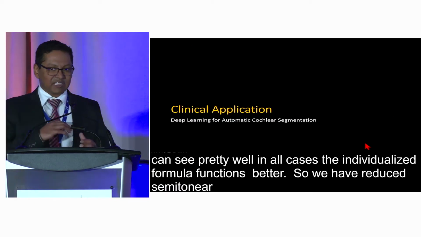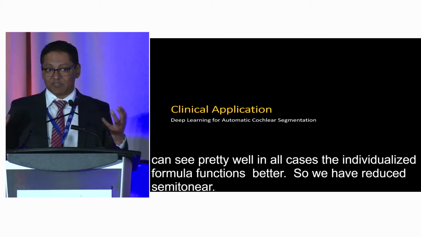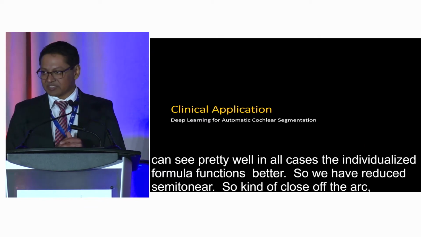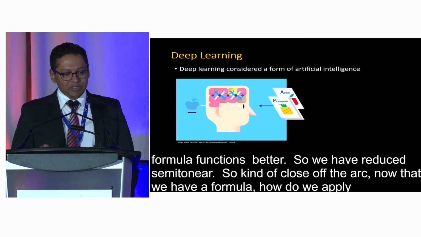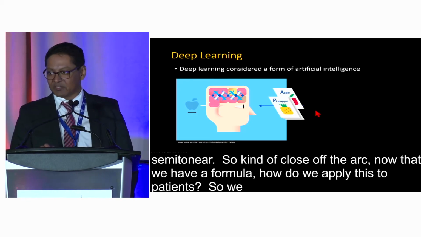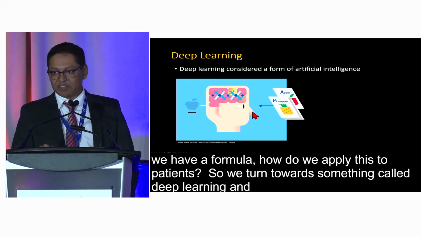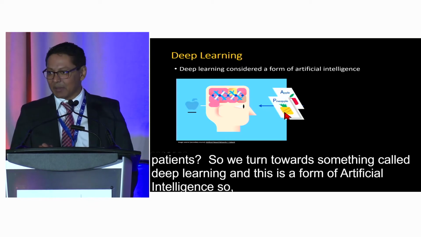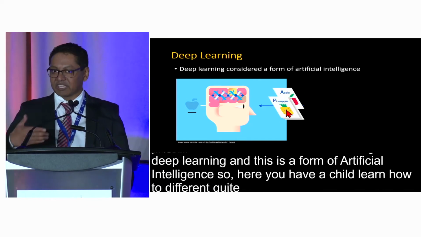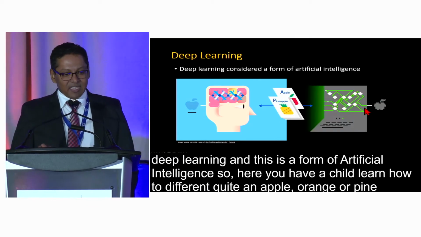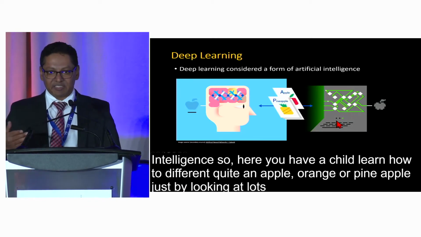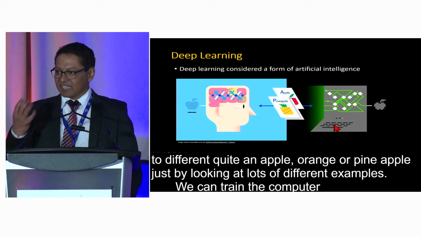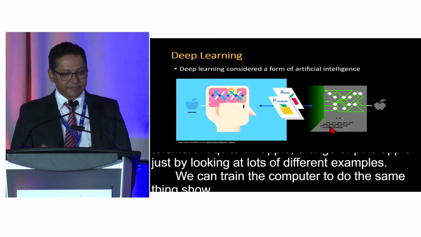So to close off the arc, now that we have a formula, how do we apply this to patients? We turn towards something called deep learning. And this is a form of artificial intelligence. Here you have a child learning how to differentiate an apple, an orange, or a pineapple just by looking at lots of different examples. And then we can actually train a computer to do the same thing, show it lots of different examples, and get it to learn how to differentiate.